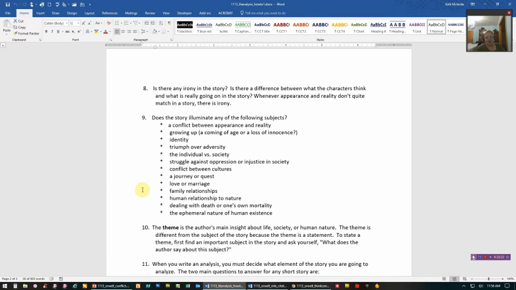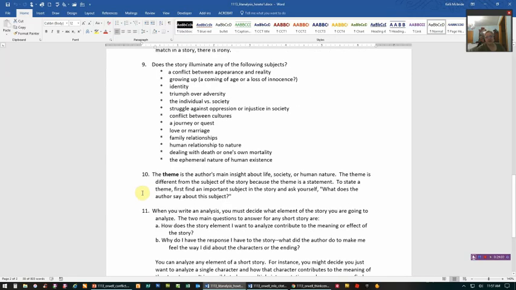Love or marriage isn't part of this one, though in other stories that might be what you're looking at. Family relationships, human relationships to nature. Again, you might think that's something here because he's definitely dealing with the elephant, but I don't think that's enough of the story to really expand it for this length of an essay. Dealing with death or one's own mortality, I definitely think he has a lot of fear of being killed. The coolie's death, he takes time to express it, and he doesn't want to die that way. And then the ephemeral nature of human existence, how fragile it is, those could all be things that you look at. Again, number 10 is about the theme.